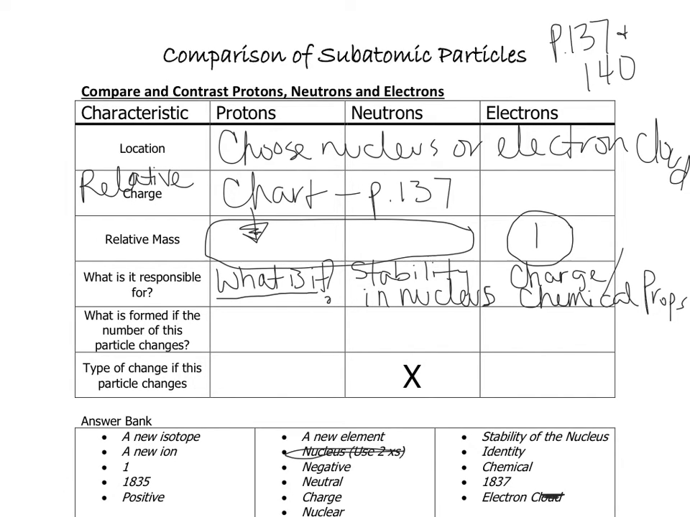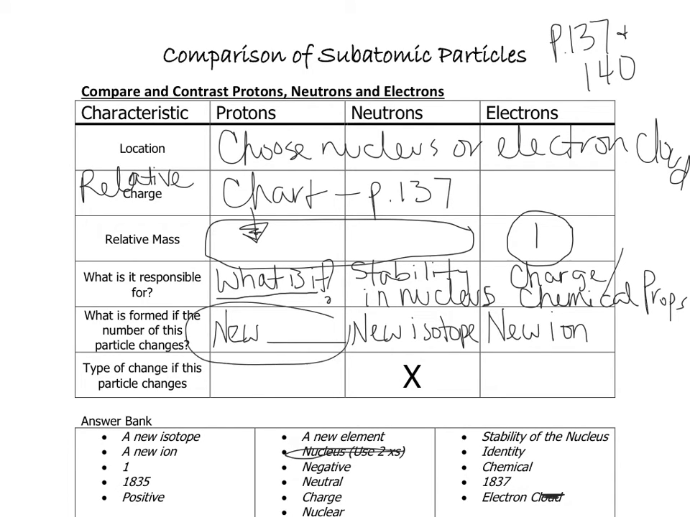What's formed if the number of this particle changes? All of these are a new something. So I'm going to let you fill in the first one. That one should be pretty easy. If the neutrons are changed, that's called a new isotope. And if the electrons are changed, that's called a new ion. So you should be able to figure out what the proton is pretty easily now.